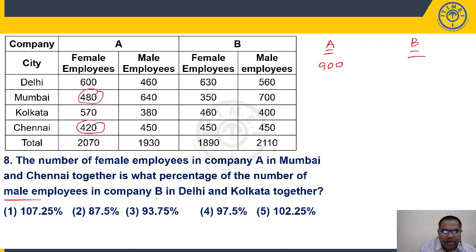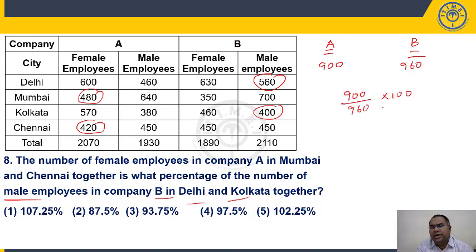So male employees in company B, in Delhi and Kolkata. Delhi is 560, Kolkata is 400, it is 960. So 900 is what percentage of 960? 900 by 960 into 100. Now, as the numerator is less than the denominator, clearly I can say the value is less than 100%. So my first option and fifth option, more than 100%, are clearly ruled out.